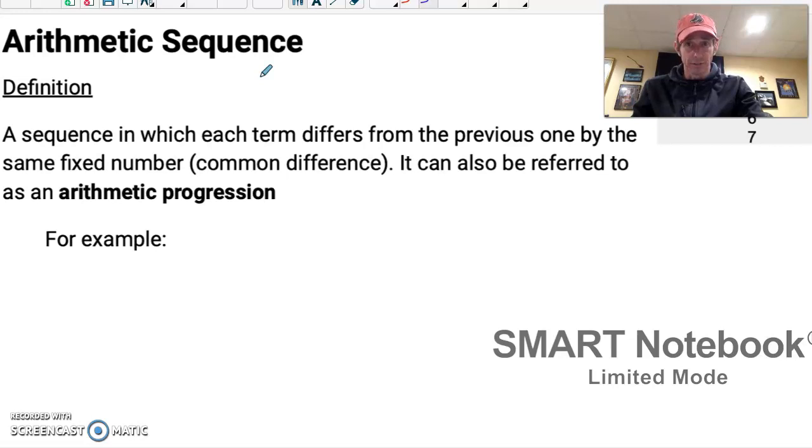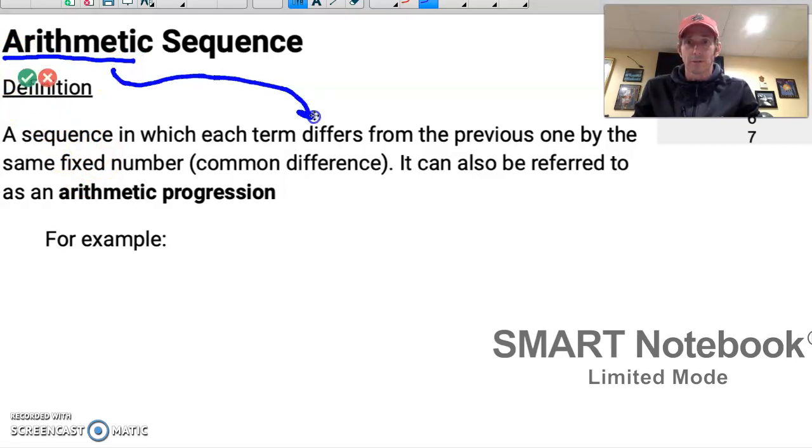This is the official definition of an arithmetic sequence. And again, a sequence, which we already talked about, is a list of numbers with a rule. In this particular type of sequence, the arithmetic sequence, the rule is that each term differs from the previous term by the same fixed number, which is going to be called the common difference going forward. It's also called an arithmetic progression, and I can make up a couple very quick ones.